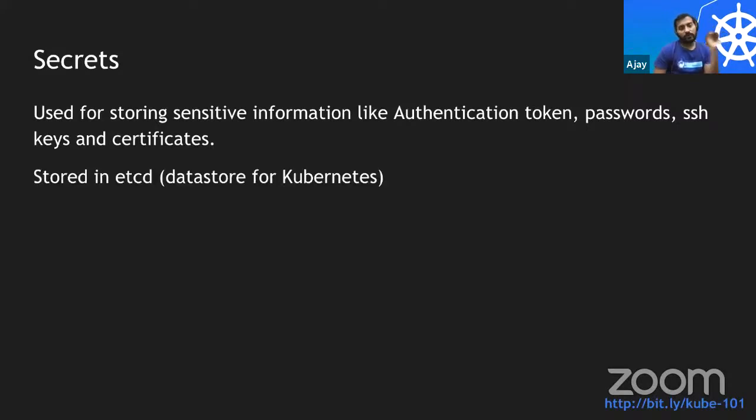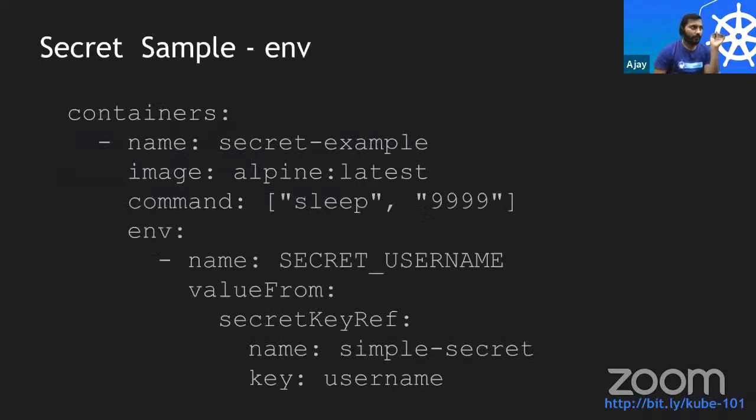But secrets are useful for storing sensitive information, right? And all these are stored inside etcd, right? That's the data store for Kubernetes. So we saw a database within Kubernetes, which is etcd. That's where the secrets are stored, right? And this is how it looks like.